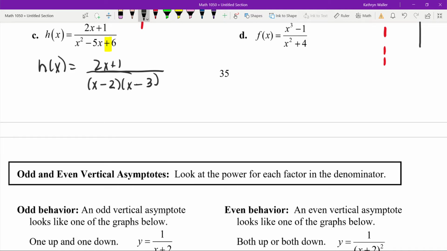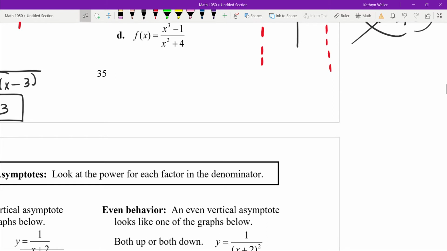Find the vertical asymptote. You have to remember where vertical asymptotes come from. Where do they come from? The bottom. Yeah. So you have x equals 2, comma, x equals 3, and you're done. That's it. Okay? Let's do the next one.